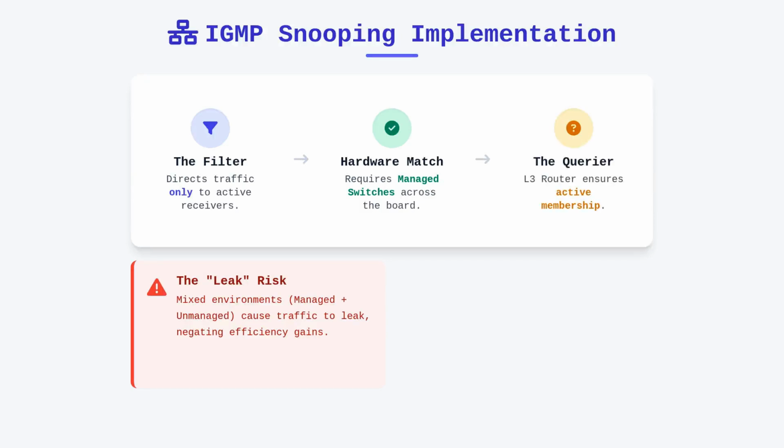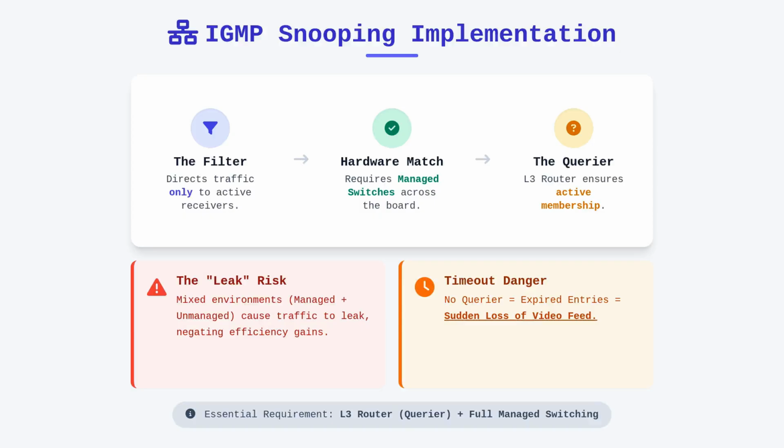Furthermore, you must ensure that there is an IGMP querier present on the network, which is often a function performed by the Layer 3 multicast router. Without a querier periodically asking which devices still require the stream, the switch will eventually time out the membership entries and stop forwarding traffic altogether, leading to a sudden loss of video feed.